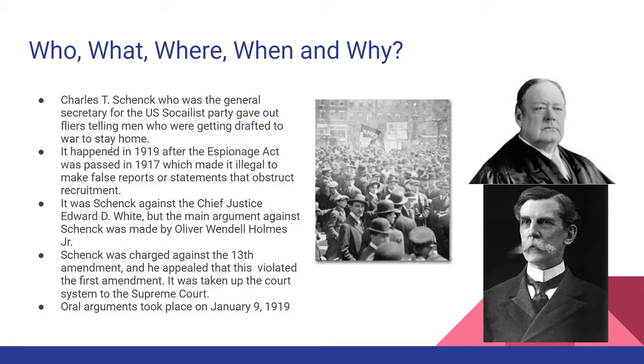It happened in 1919 after the Espionage Act was passed in 1917, which made it illegal to make false reports or statements that obstruct recruitment. It was Schenck against the Chief Justice Edward D. White, but the main argument against Schenck was made by Oliver Wendell Holmes, Jr.